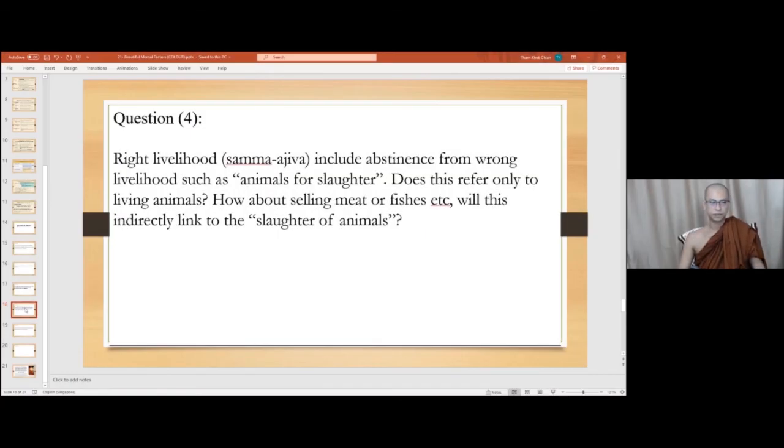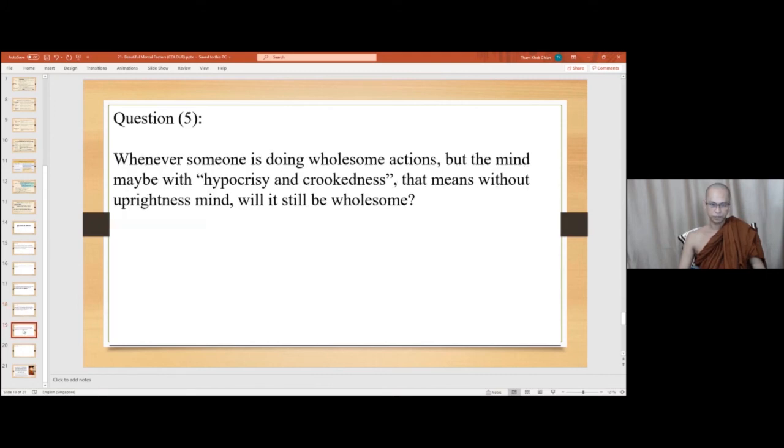Thank you, Bhante. So we move on to the last prepared question from a student. Whenever someone is doing a wholesome action, but the mind may be with hypocrisy and crookedness, that means without an upright mind, will it still be wholesome? Mm-hmm. So okay, the uprightness of the mind is included in the group of universal beautiful mental factors. That is why whenever the beautiful consciousness arises, the uprightness must be there.